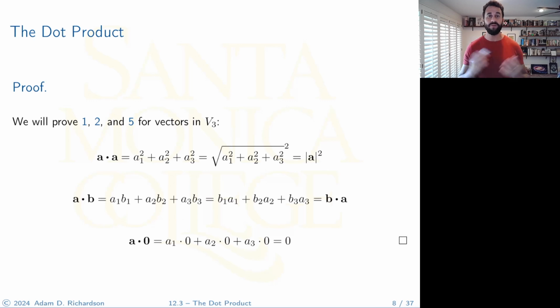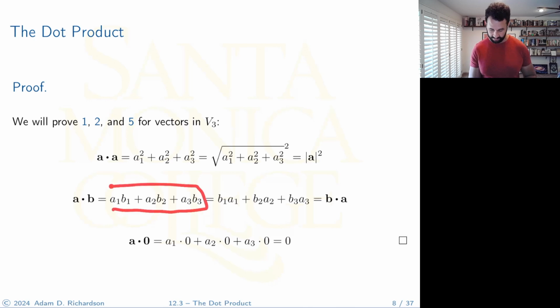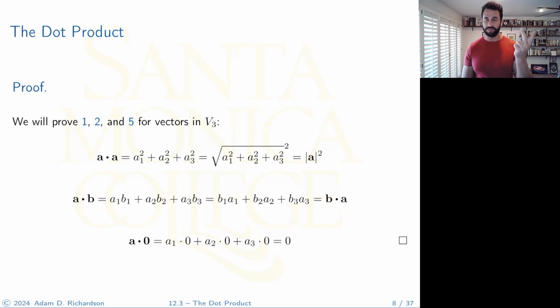Pretty cool. Commutativity is very easy to show. It really just follows from commutativity of real numbers. So A dot B, by definition, is this. But because these are all scalars, they're all real numbers in this case, you can use commutativity of multiplication for real numbers. So A1 times B1 is the same as B1 times A1, A2 times B2 is B2 times A2, A3 times B3 is B3 times A3. But now, by the definition of the dot product, this is equal to B dot A. So this is where the commutativity of the dot product comes from.